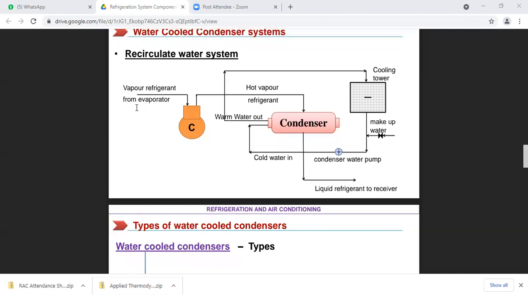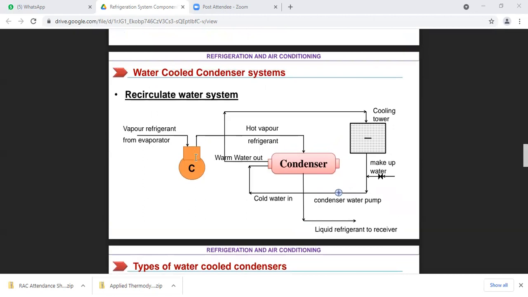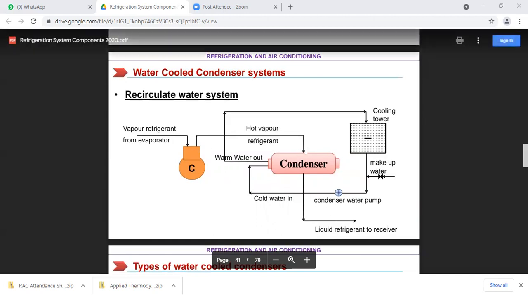If you observe in this figure, vapor refrigerant from the evaporator comes into the compressor, and in this compressor it is converted into hot vapor refrigerant, which is introduced inside the condenser. So what happens in this condenser? In this condenser, there is a heat exchange between this hot vapor refrigerant and the water. Here you are observing that the hot vapor refrigerant is converted into liquid refrigerant, which is collected in the receiver.